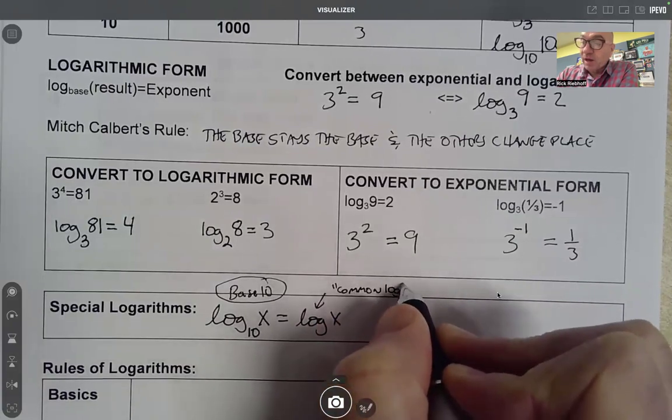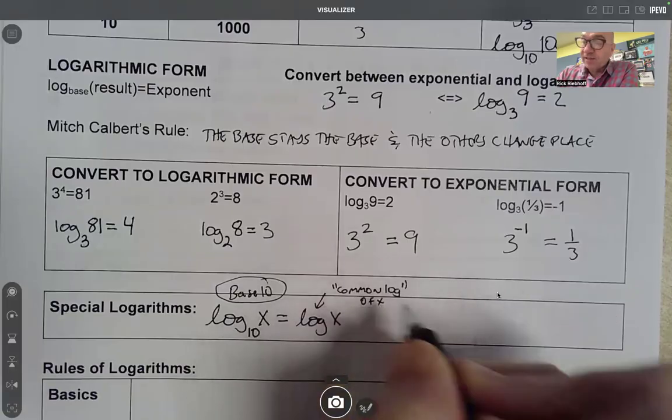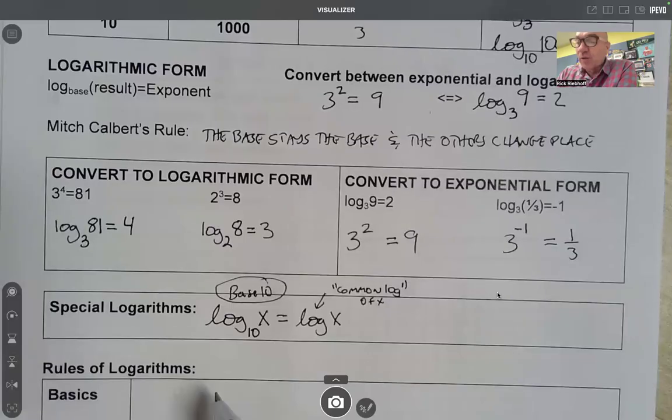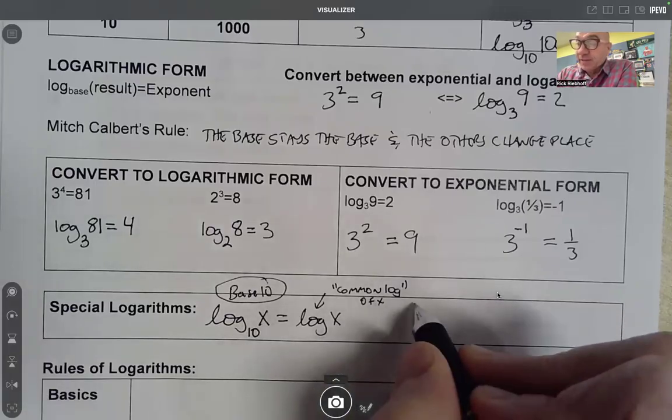The common log of x is what I would say. So I wouldn't say log of x, I would say the common log of x because it doesn't have a 10. In science, we use base 10 a whole lot, right? With scientific notation, base 10 is a big thing. Anyways, we use that a lot.